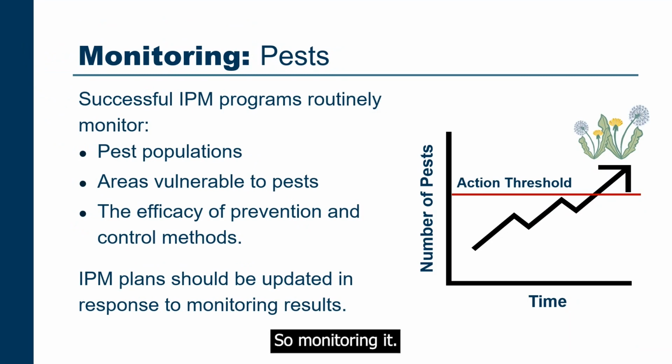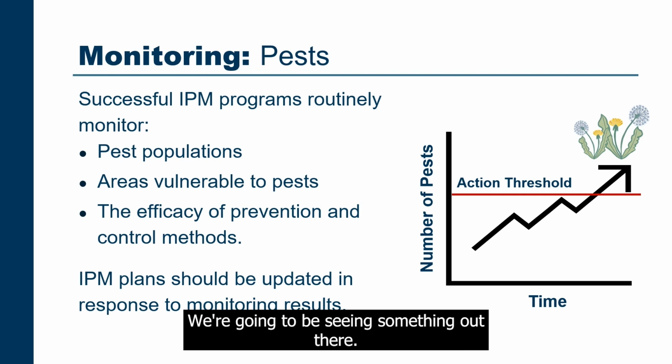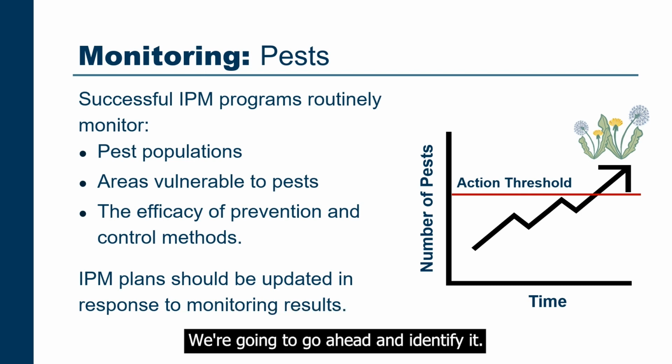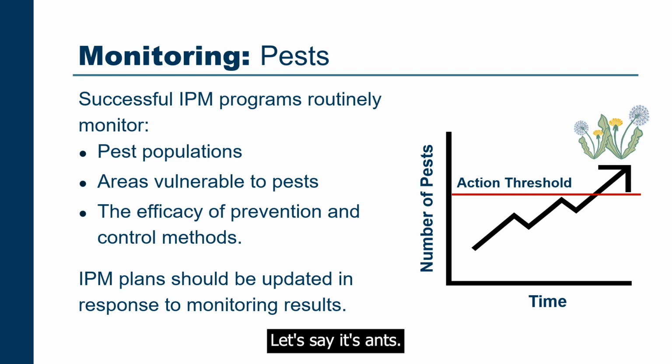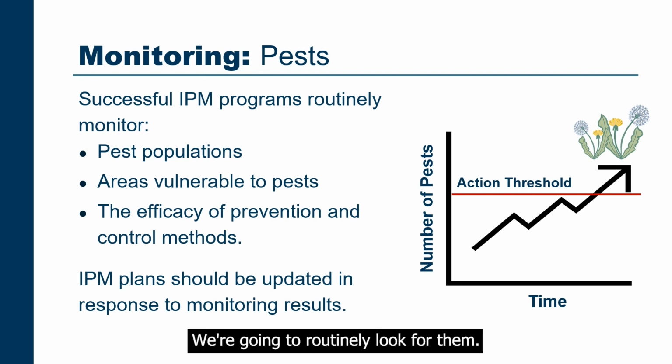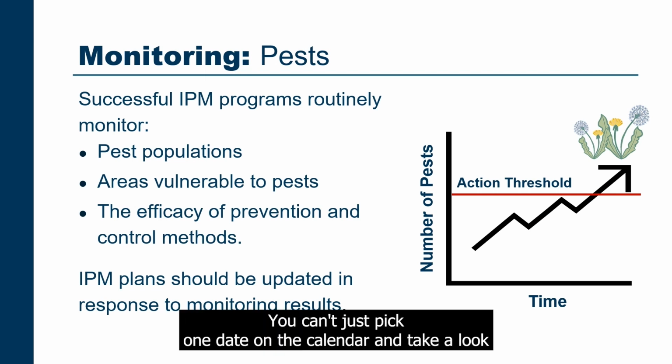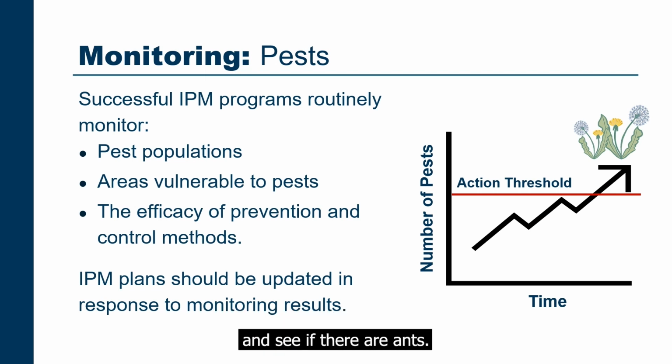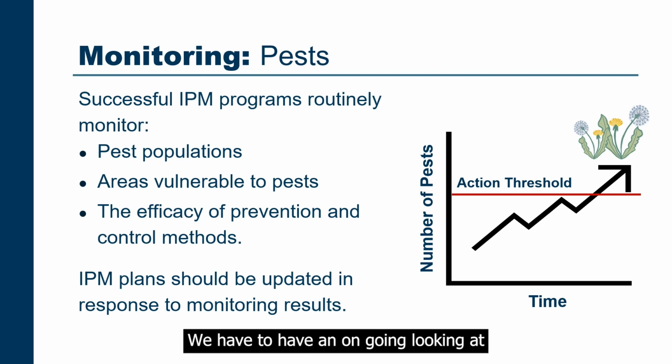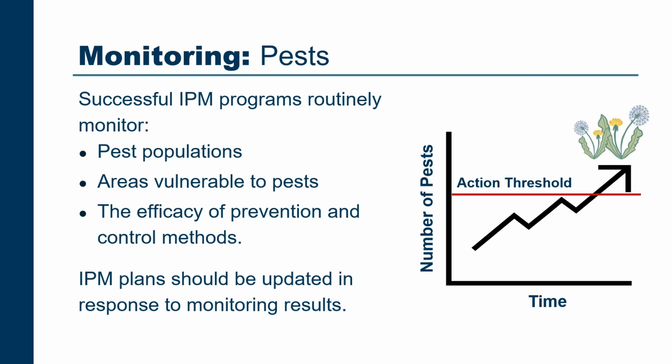All right, so monitoring. Take a moment with this one. We're going to be seeing something out there. We're going to go ahead and identify it, and we found out, voila, it is a pest. Let's say it's ants. We're going to routinely look for them. You can't just pick one date on the calendar and take a look and see if there are ants. We have to have ongoing observation.